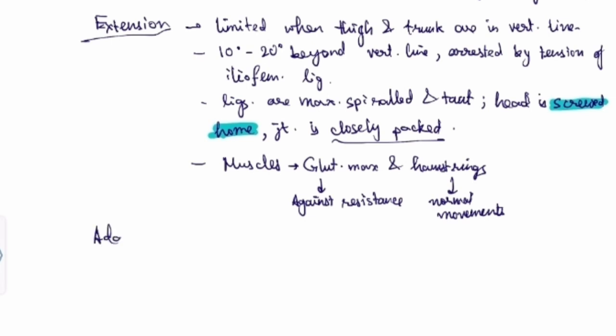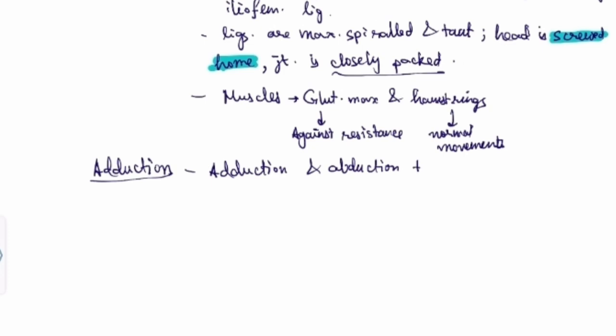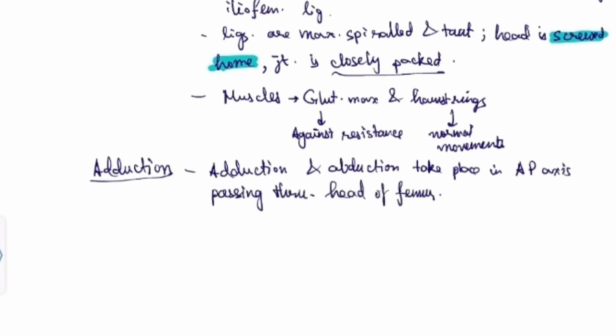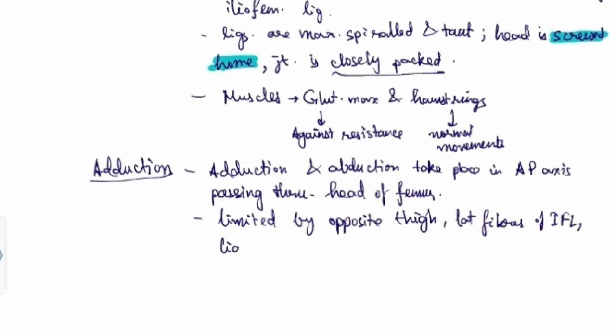Now we move on to the next movement, that is adduction and abduction. See, already we have written 1 page, now we are going over to 2 pages, probably will consume up to 3 pages. Adduction takes place in the anteroposterior axis, passing through the head of the femur. It is limited by the opposite thigh. You can't bring your legs inwards too much. Then the lateral fibers of the iliofemoral ligament of the head of the femur.